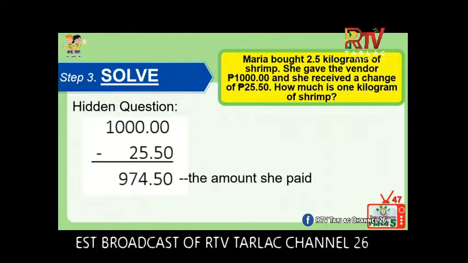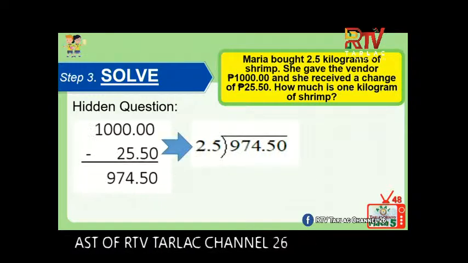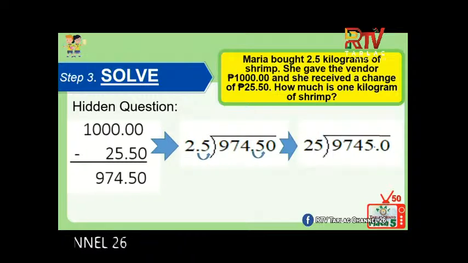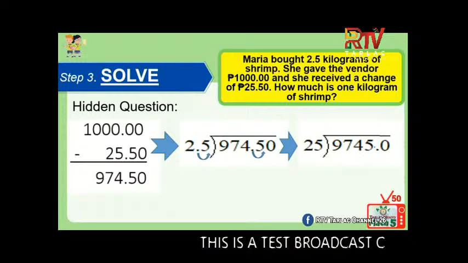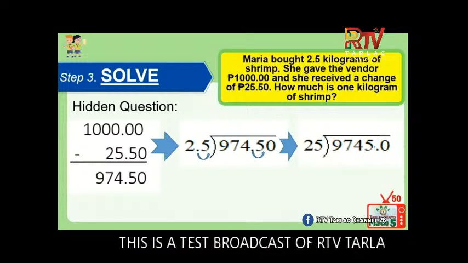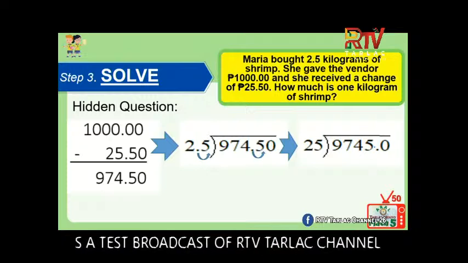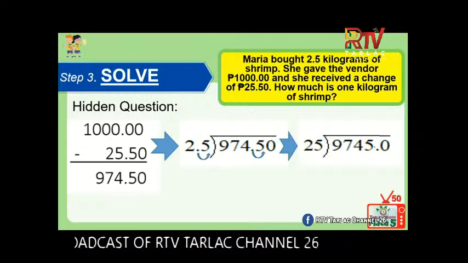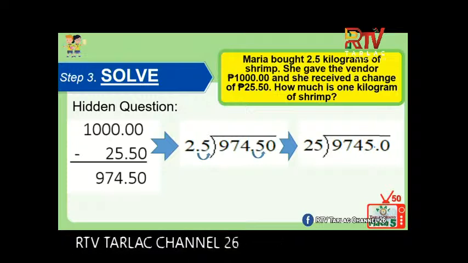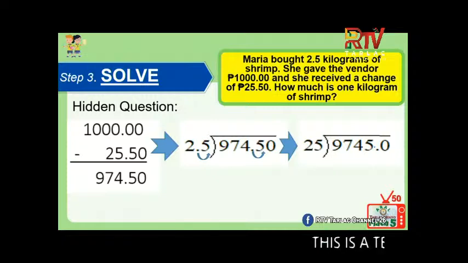Now to solve for the amount of shrimp per kilogram, here is the solution. First, change the divisor into a whole number by multiplying it by 10. The same will be done to the dividend before dividing. Or simply move the decimal point to the right of both the divisor and the dividend. 2.5 times 10 equals 25, while 974.50 times 10 will become 9,745. Let us proceed to division.